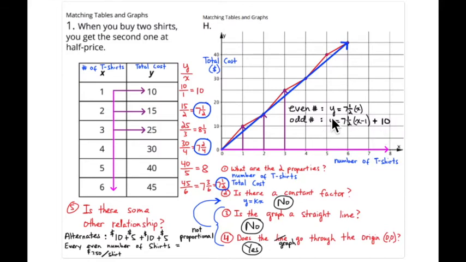So for an even number of t-shirts, that is a proportional relationship, $7.50 per t-shirt. But for an odd number of t-shirts, it's the odd number minus 1 to get an even number. That's $7.50 for that number of t-shirts, plus $10 for that last t-shirt. So there is a proportional part to this, but the entire relationship is not proportional. Interesting problem.